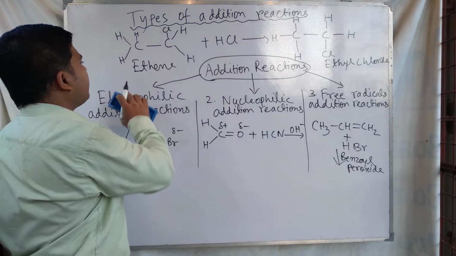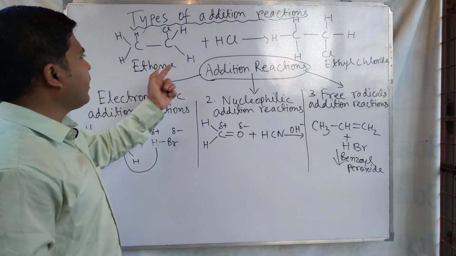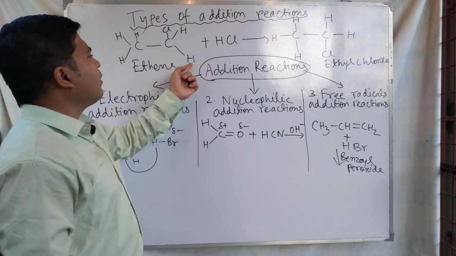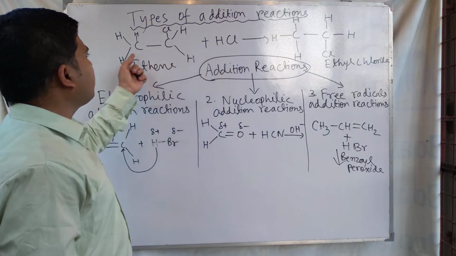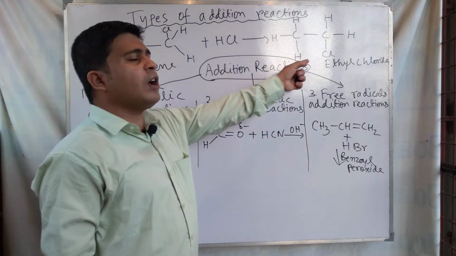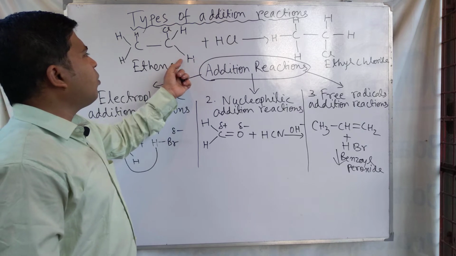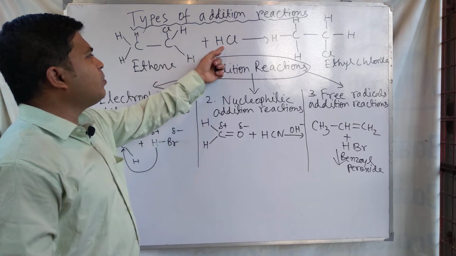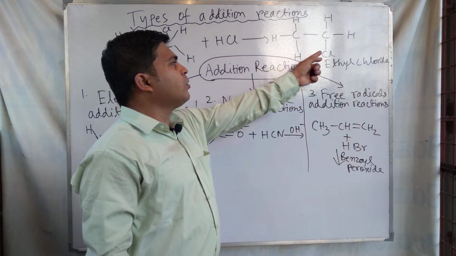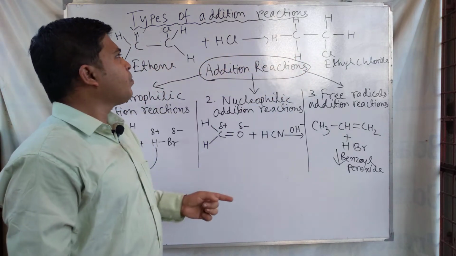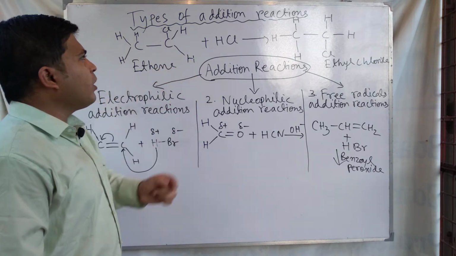So you already understand what an addition reaction is. In an addition reaction, the reactant molecule is added up with the reagent and the number of atoms in the reactant molecule increases at the time of product formation. Because some atoms are added from the reagent, as a result the number of atoms in the product molecule increases compared to the reactant molecule. So this is called an addition reaction.